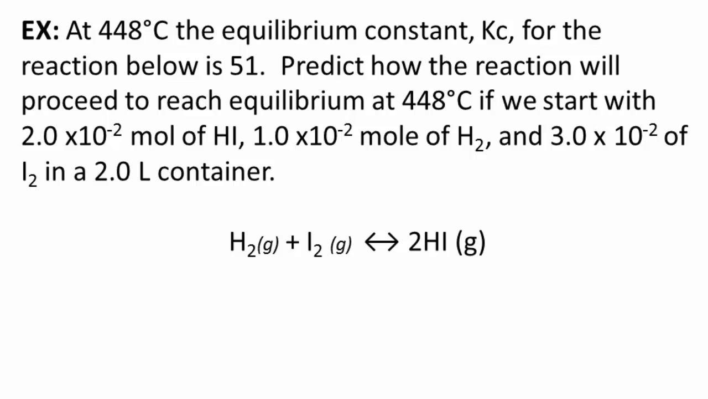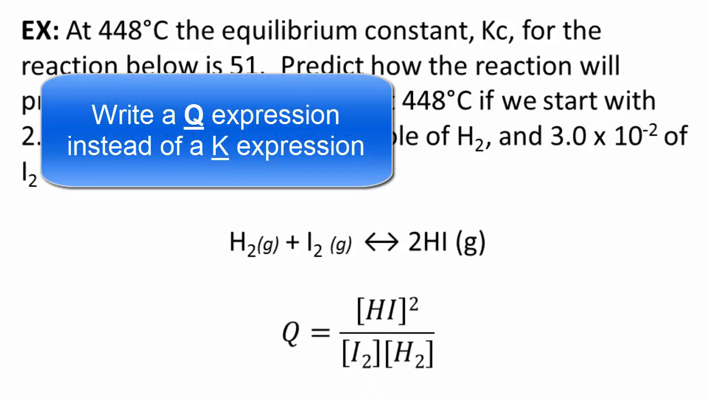Predict how the reaction will proceed to reach equilibrium at 448 degrees Celsius if we start with 2.0 times 10 to the minus second moles of hydrogen iodide, 1.0 times 10 to the minus second moles of hydrogen gas, and 3.0 times 10 to the minus second moles, that should be moles, of iodine in a 2.0 liter container. So the first thing, like we do with all these problems, is we see the equilibrium expression written. Next, we want to write, instead of a K expression, a Q expression. It will look exactly the same.